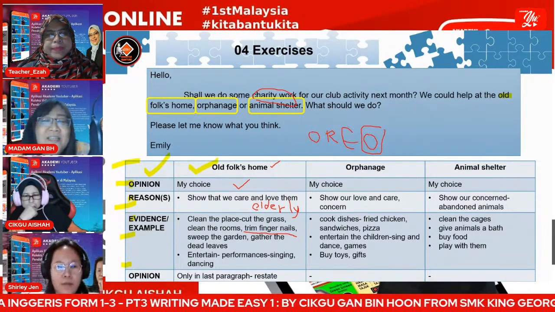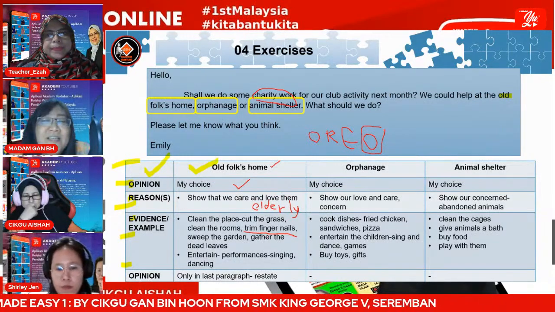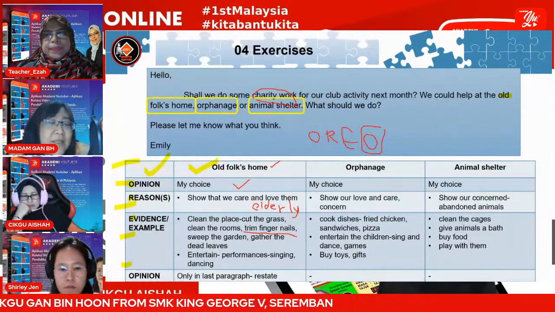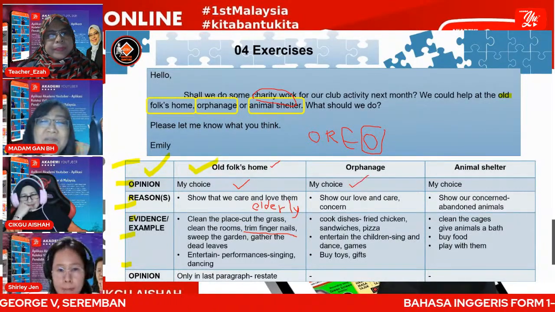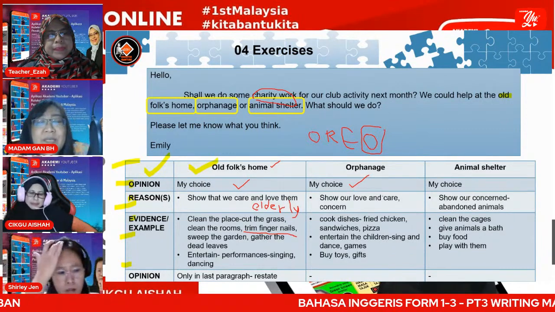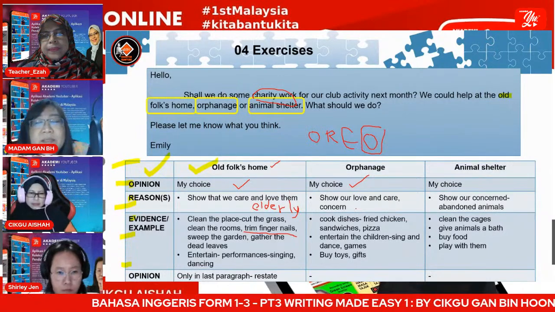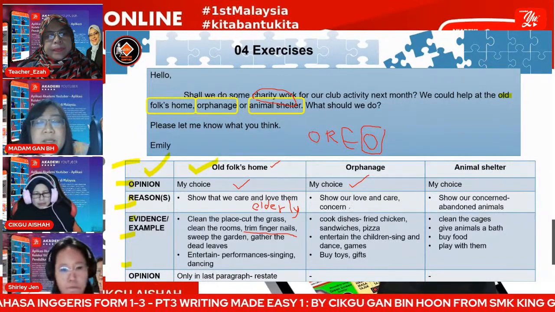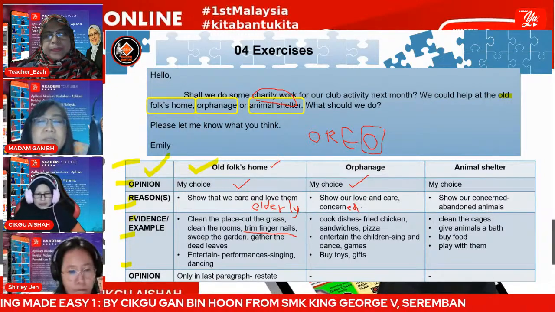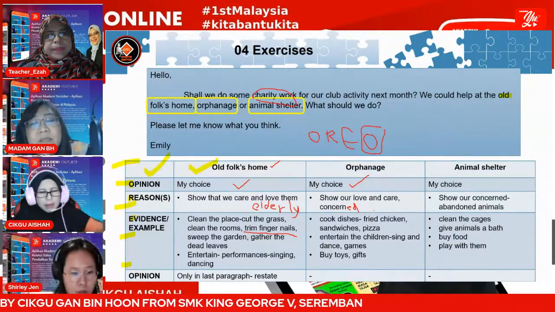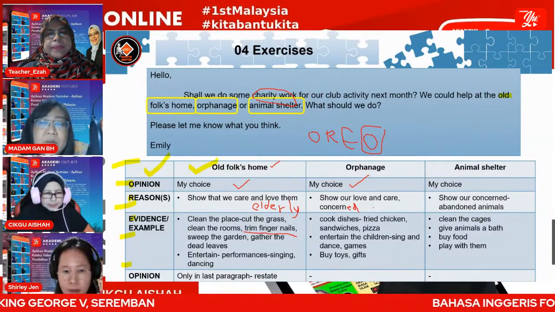So if the next choice is orphanage, you can write your opinion for orphanage. For example, this is your choice. So where's the pen? Yeah, this is my pen. I lost my pen. So if you choose orphanage, you need to write reason why you choose orphanage. Maybe you can write the same reason to show that you love and care or you are concerned. So concern means rasa. What is in BM concern? Ambil berat. Ambil berat, yes.